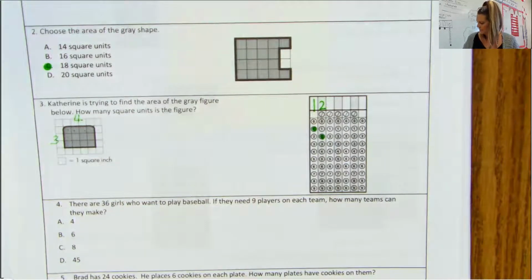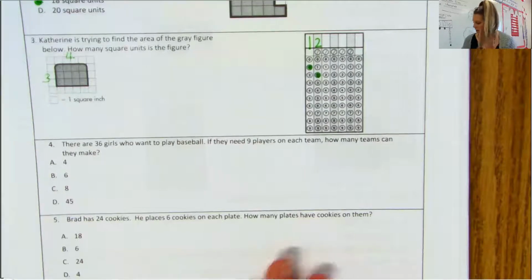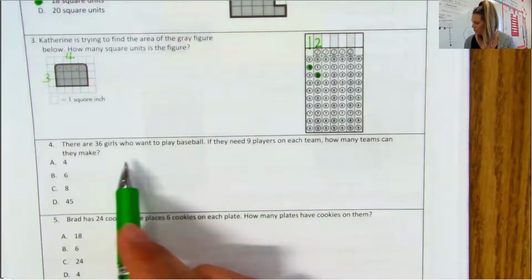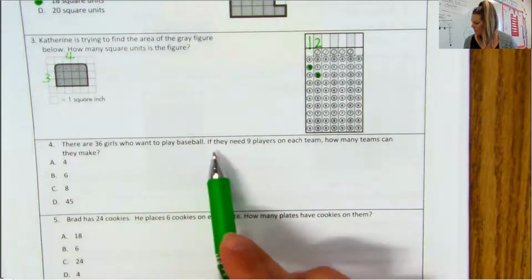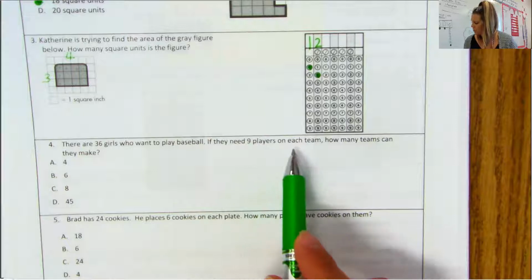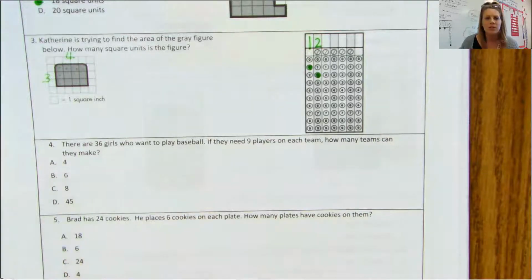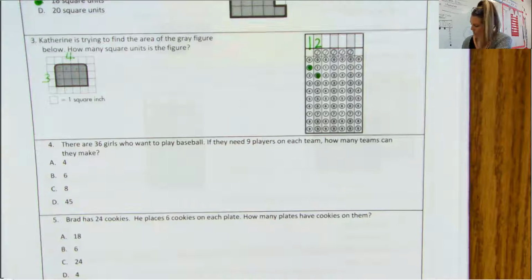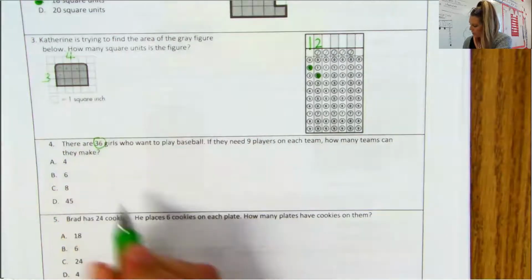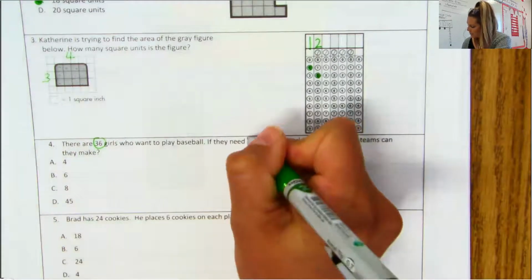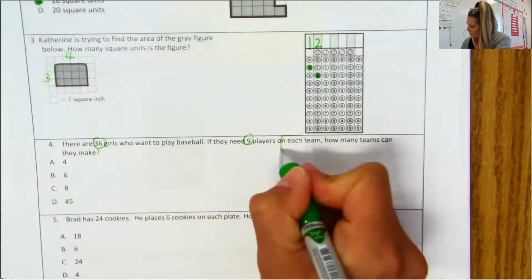All right. Number 4. There are 36 girls who want to play basketball. If they need 9 players on each team, how many teams can they make? All right. You should be circling, boxing, underlining. Solve it and find your answer. Bubble it in. Well, I see 36 girls. And I see 9 players on each team.